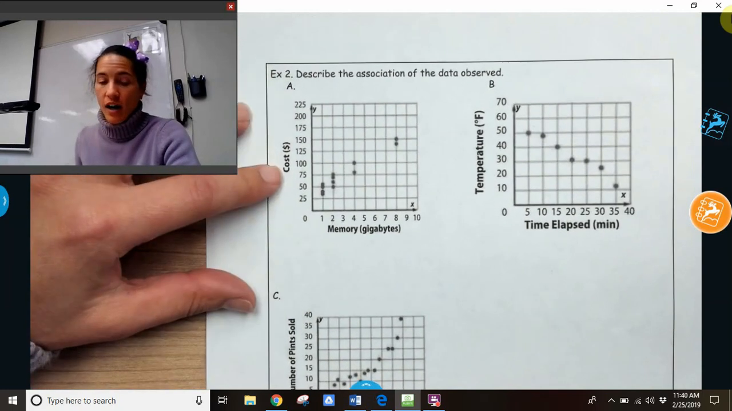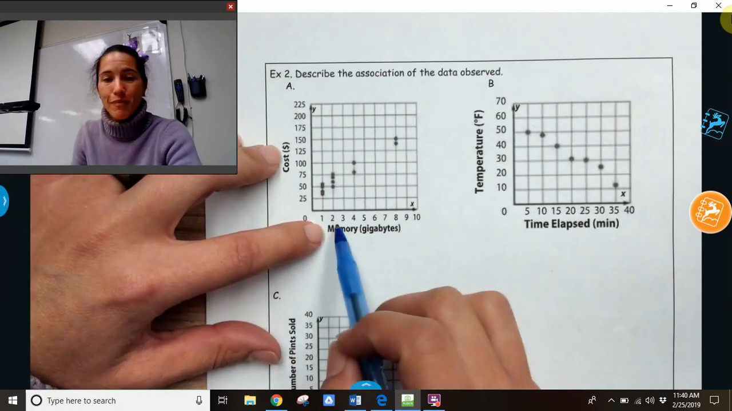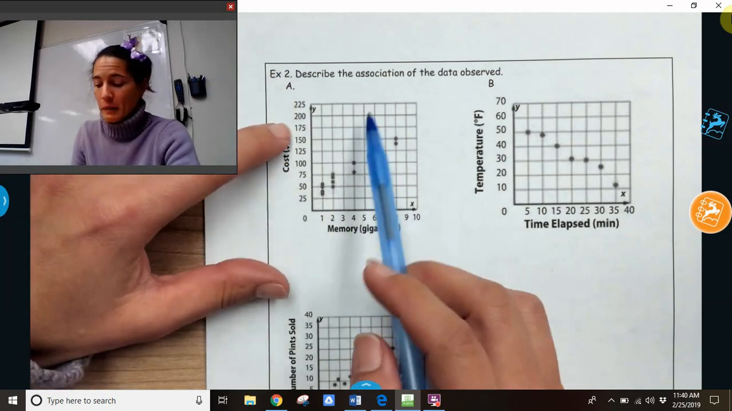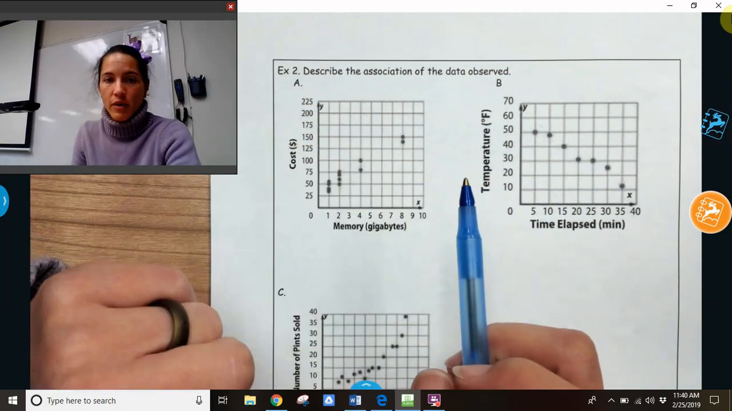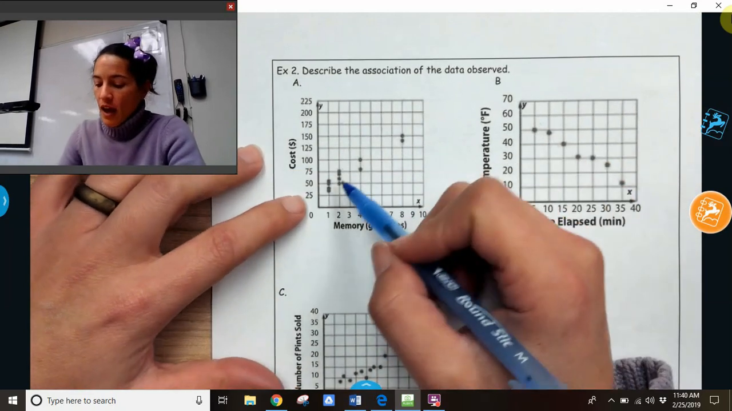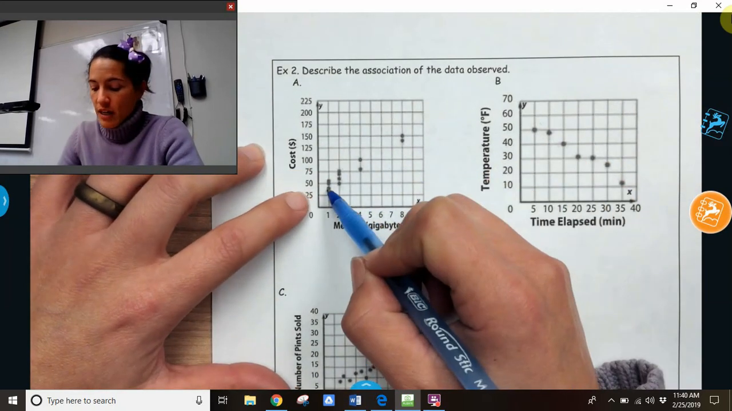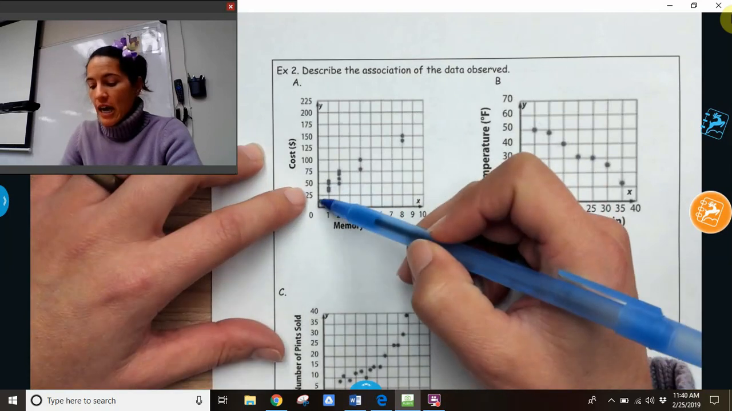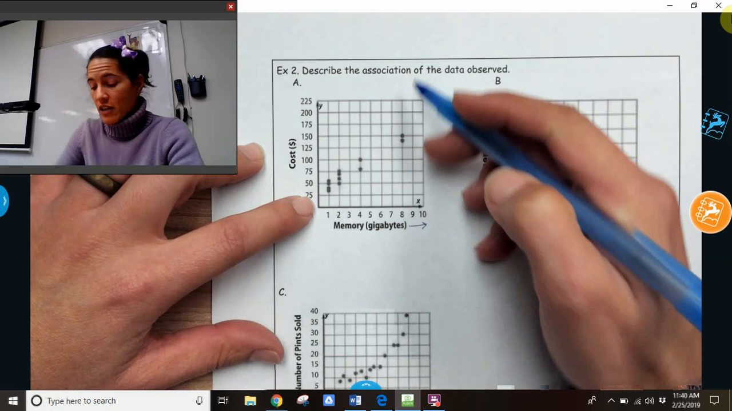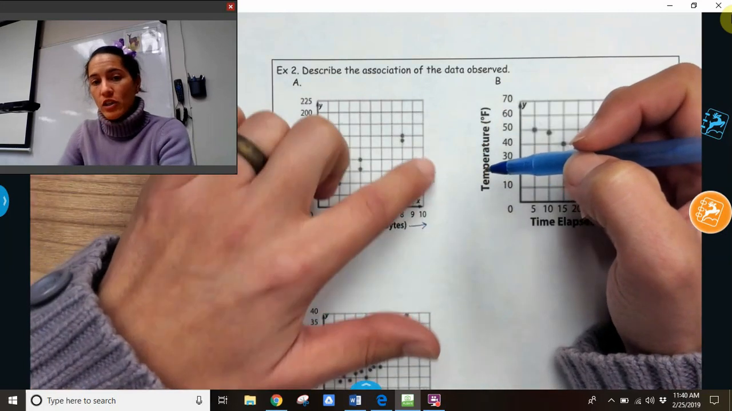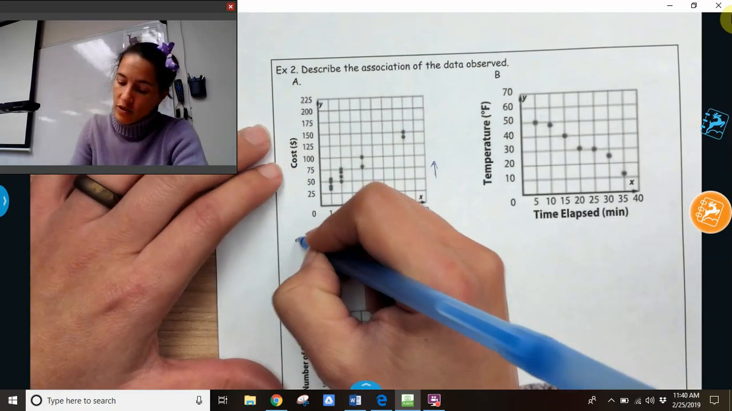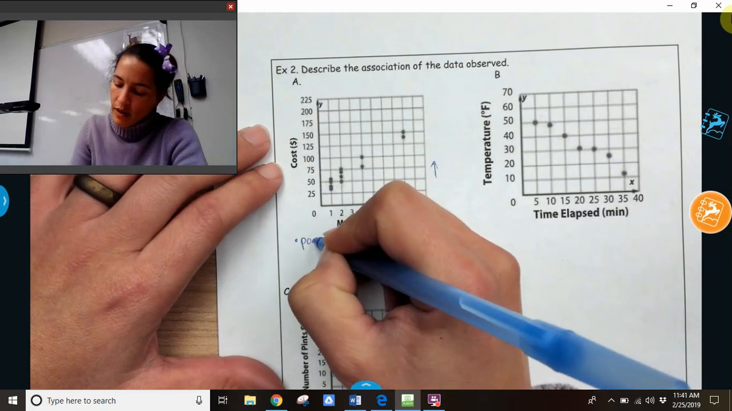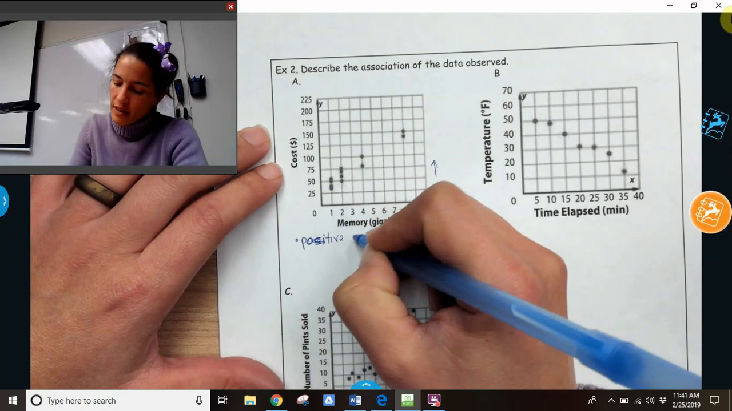So the first one, A, cost and memory. If you are buying something with gigabytes of memory, there's the cost of whatever we're buying. First we need to look at the data. We have our scatter plot, we have dots, and it looks like as our gigabytes increase, as our X increases, our dots are also increasing. If both are increasing, then it would be a positive correlation. So this one has a positive association.